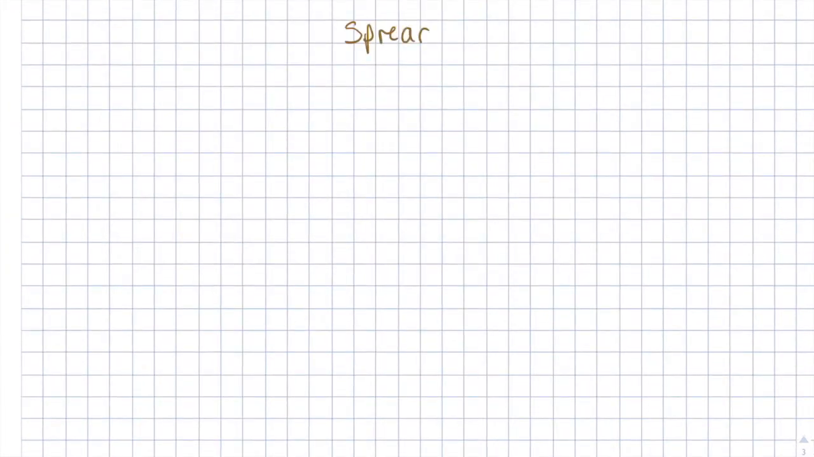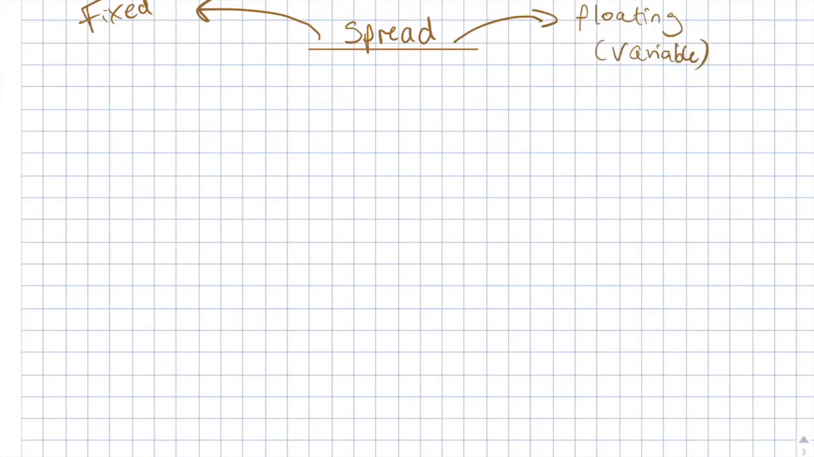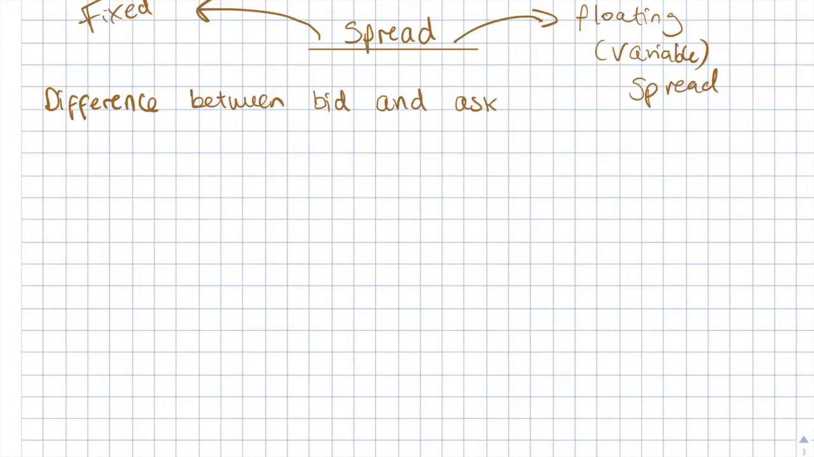So, spread can be categorized into fixed spread and floating or variable spread. And right now, I'm just going to talk to you about a spread in general. So, spread is the difference between the bid and ask price. So, as a formula, this will be spread is equal to ask minus bid price.